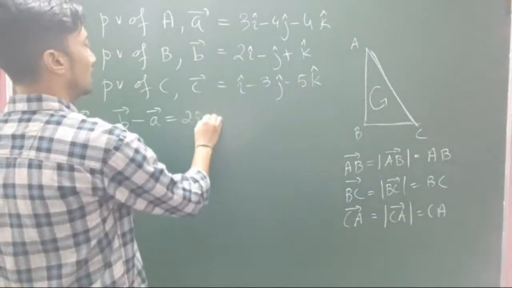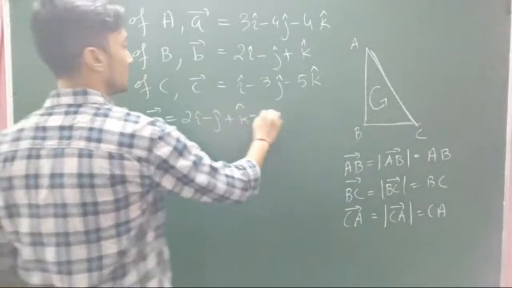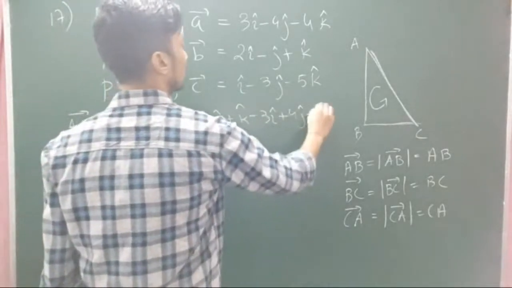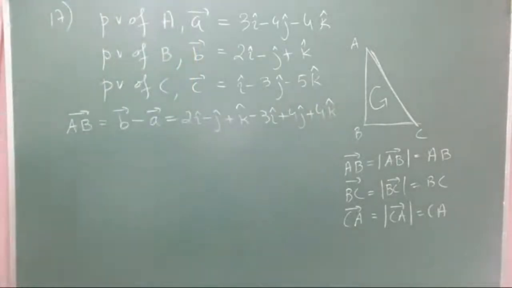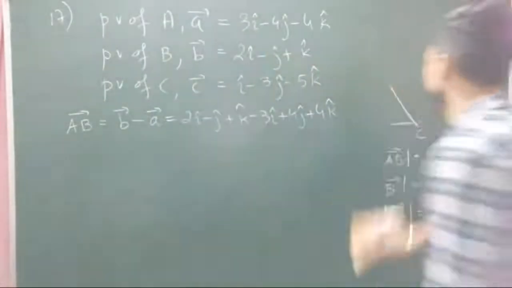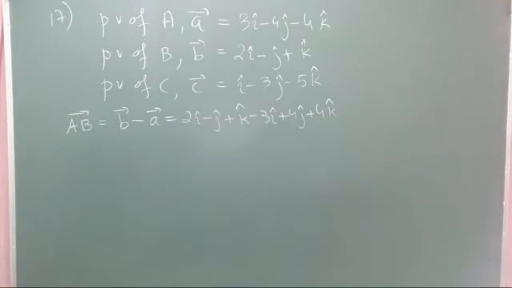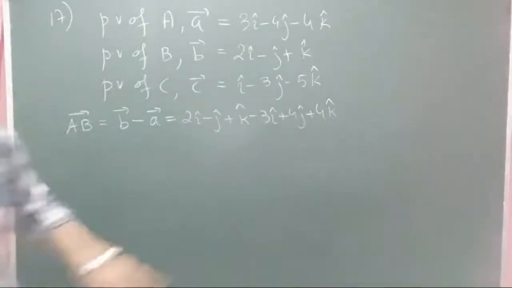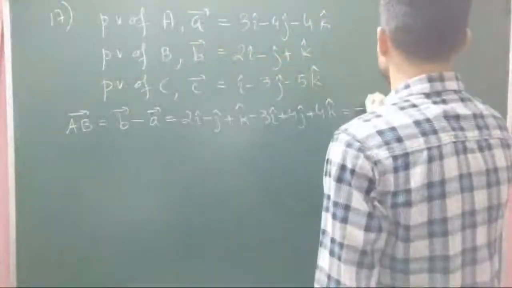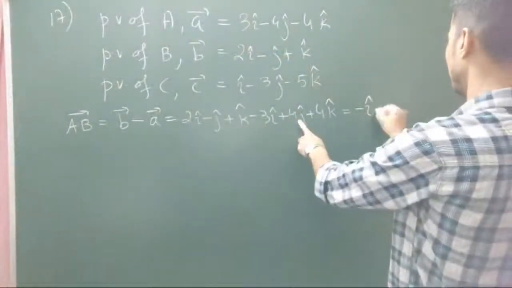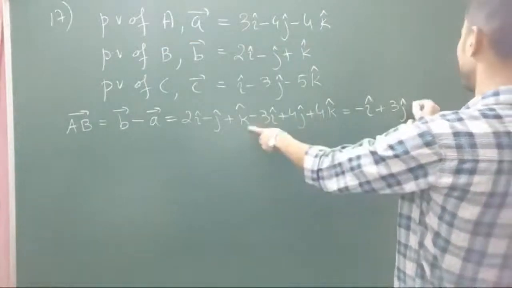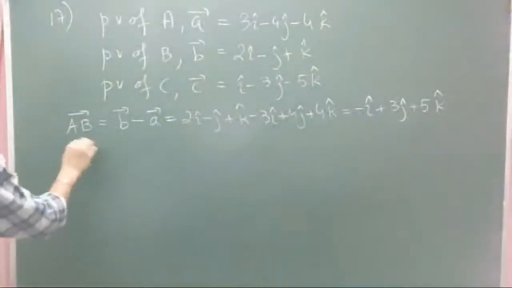So that's 2i minus j plus k minus 3i plus 4j plus 4k. Calculate quickly. So 2 minus 3 gives minus i, minus j plus 4j gives plus 3j, and plus 5k. So that's AB. One by one we'll do BC.